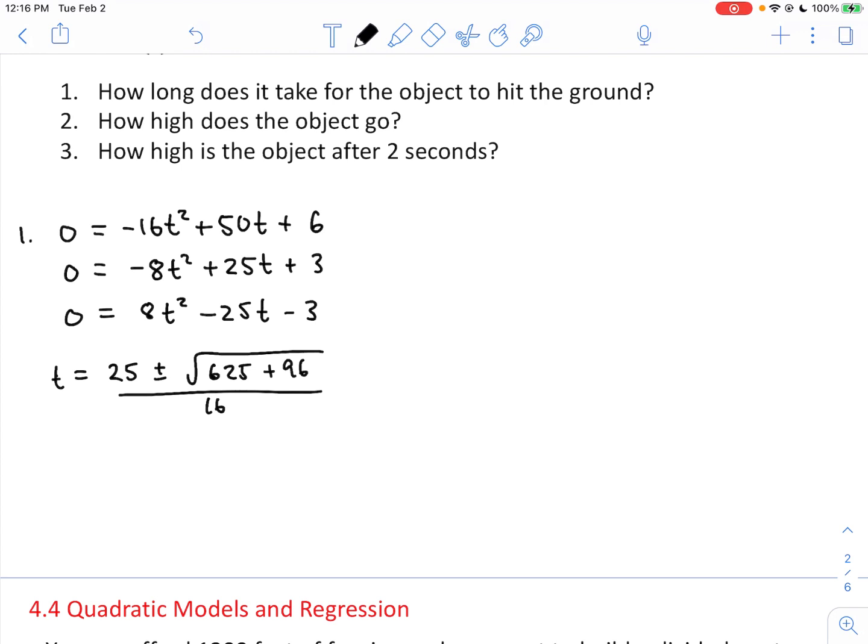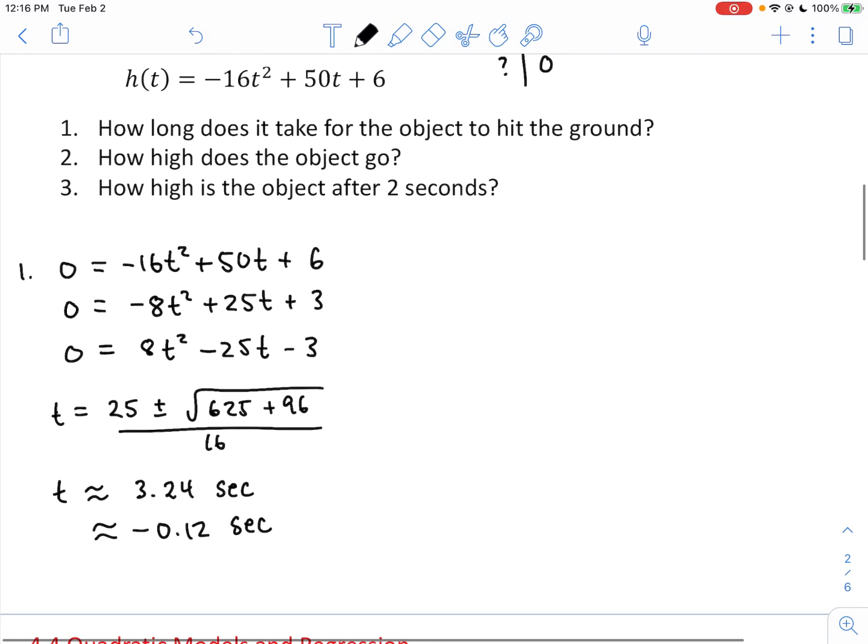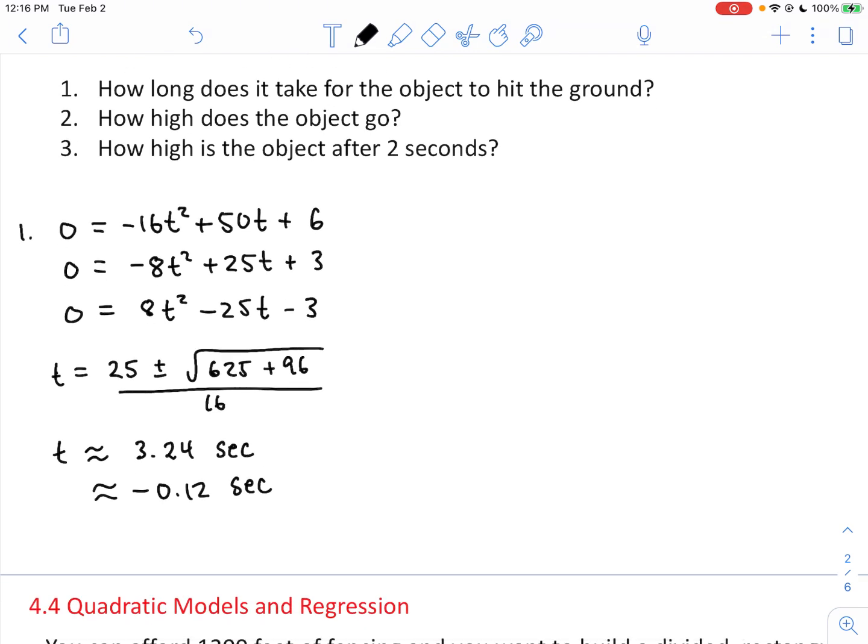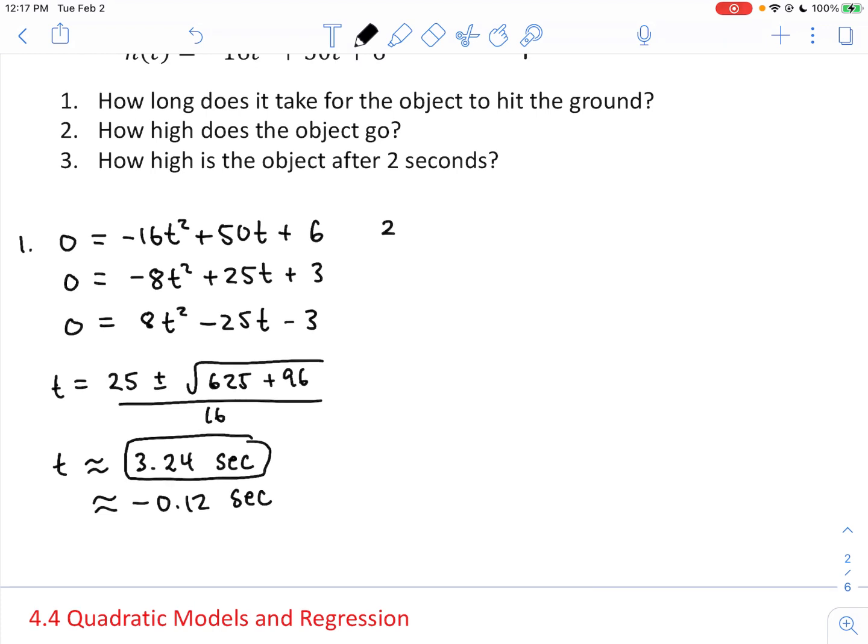Okay, so the first time I'm getting is 3.24 roughly, and this was measured in seconds. And when I do the subtraction, I get roughly negative 0.12. Now the time that we are interested in, of course, is the positive one, the time after we released it, because we're saying time 0 is when I released it. Let's do question 2 next.